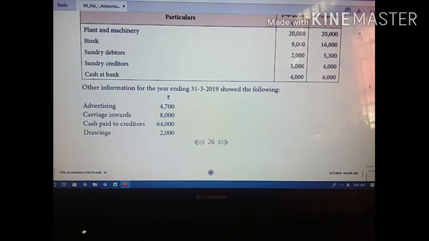Then drawing, 2,000. So drawing normally we have to use in liabilities, or in assets we have to use in capital. So capital add net profit, then we have to minus this drawing. So there we have to use this drawing amount. Other than that we have some more information here.